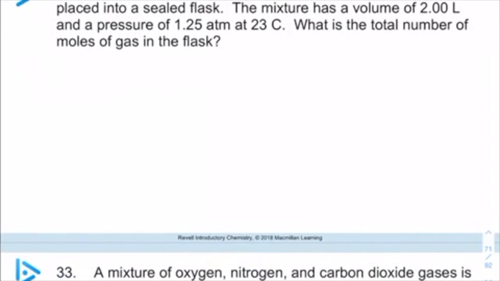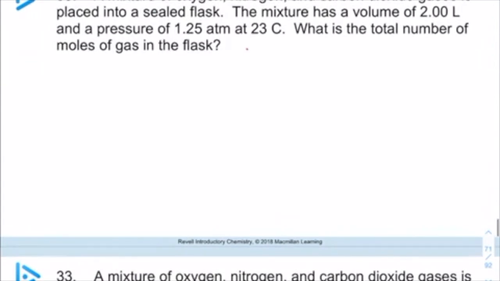We have a mixture of oxygen, nitrogen, and carbon dioxide gas in a sealed flask. And the mixture has a volume of 2 liters, a pressure of 1.25 atmospheres, and 23 degrees C. What are the total number of moles? So we could look at what's changing, which is nothing, right? We're just asking a question. And the only equation that we have that has moles is ideal gas.